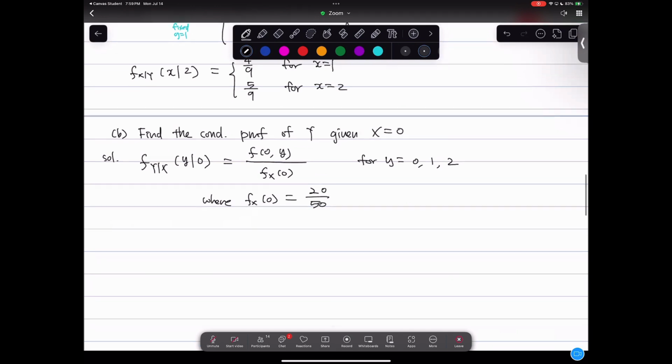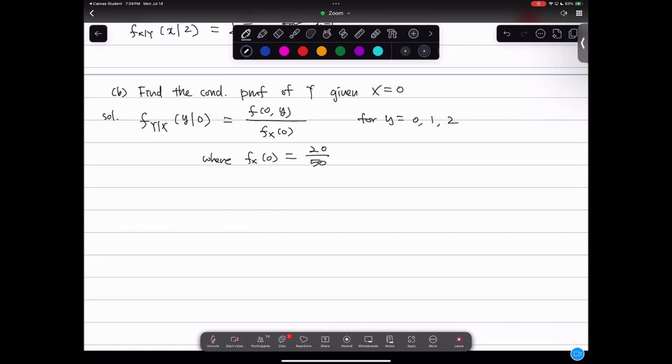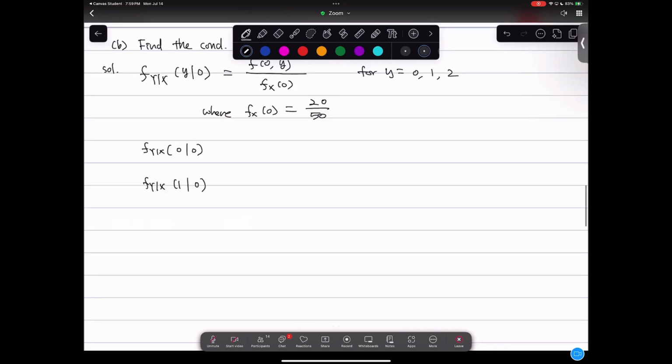So let me get you one. For example, f of y given x, your y value, this is a distribution of y. So your y value can be 0, given 0. Your y value can be 1, given 0. And your y value can be 2, given 0. So your y value can change 0, 1, or 2. So that's my entire distribution.